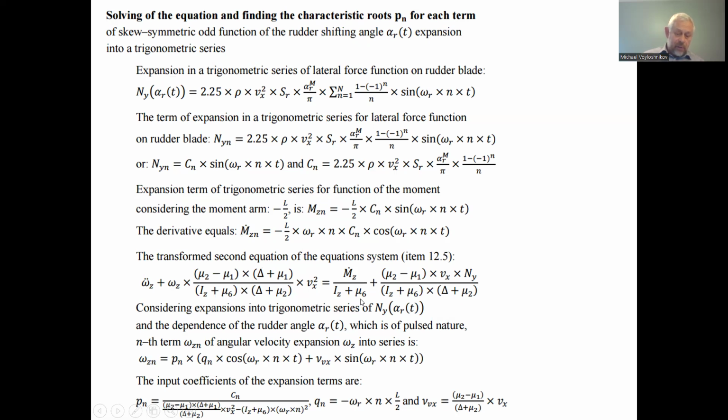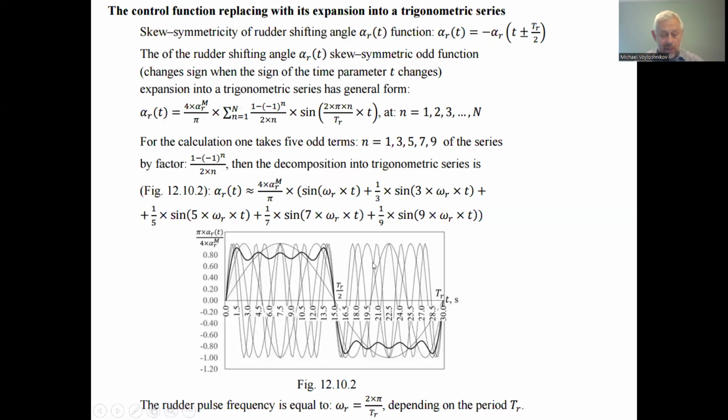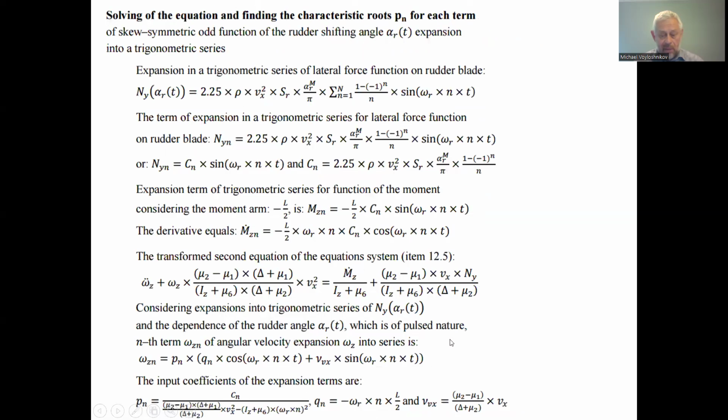Finally, we will have the differential equation by substituting the expansions instead of the functions on the right side. We have to use expansions in the trigonometric Fourier series because the functions are not differentiable and integrable, since they are of an impulse nature with breaks of the function. The breaks of the function are indicated here. So instead of that, we substitute the Fourier series expansion. The Fourier series is differentiable and integrable, and we next have the decision.